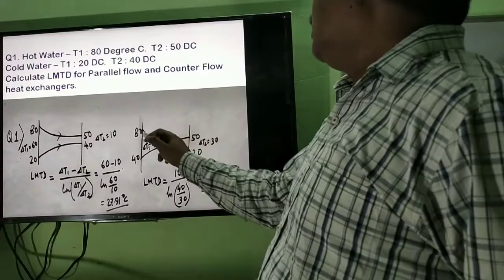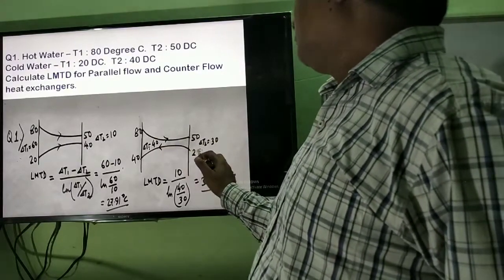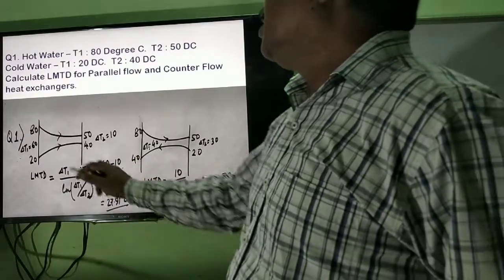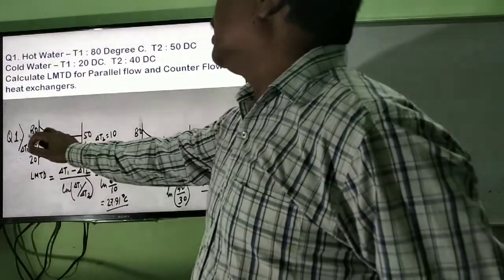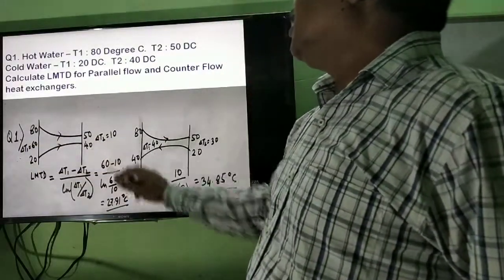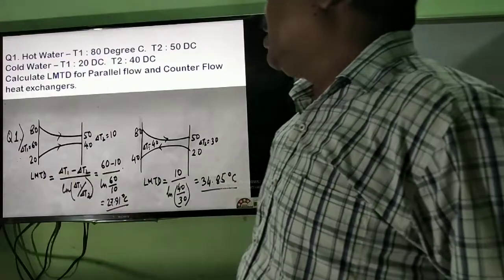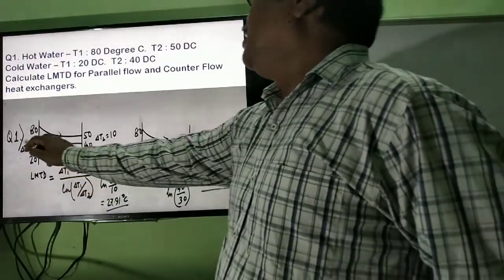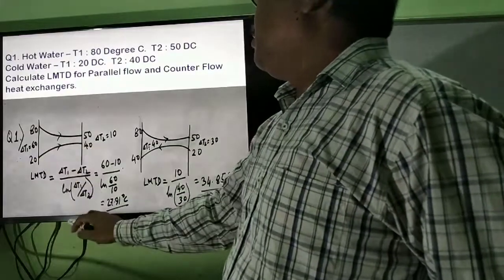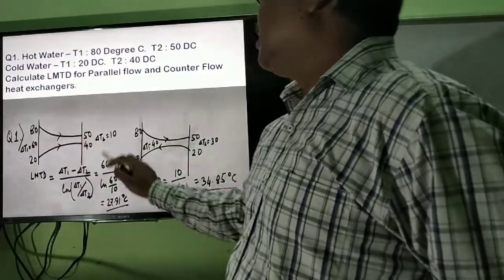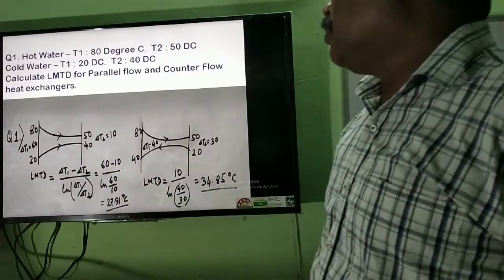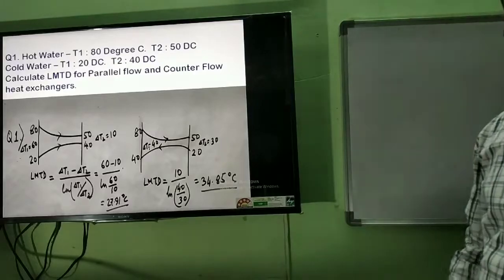Okay. So for counter flow, the entry temperature is here and the exit temperature 40 here, so this will be reversed. You take the difference at both faces. Del T1 is 80 minus 20, 60, and 50 minus 40, 10. So LMTD is del T1 minus del T2, 60 minus 10, divided by the logarithm of del T1 by del T2. So this will be 27.91 degrees centigrade.